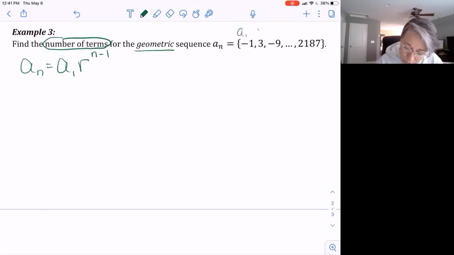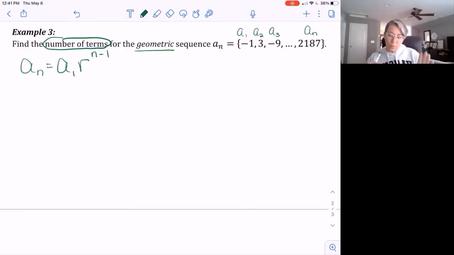So they gave us the first term, the second term, the third term, but they're saying this is a finite sequence and they want to know what is n. In other words, which term is the 2,187? It would be helpful if we knew what the r was. Well, given that it's geometric, we only have to check once.